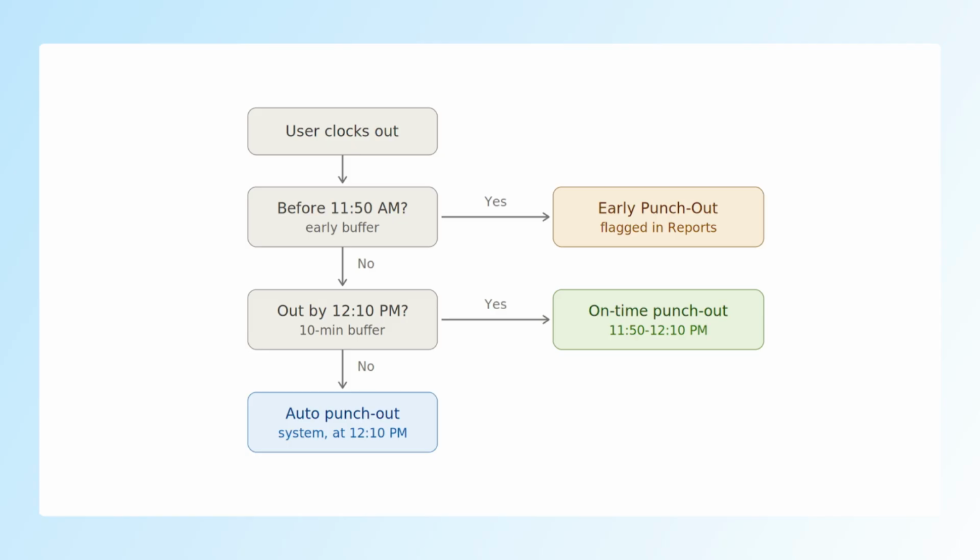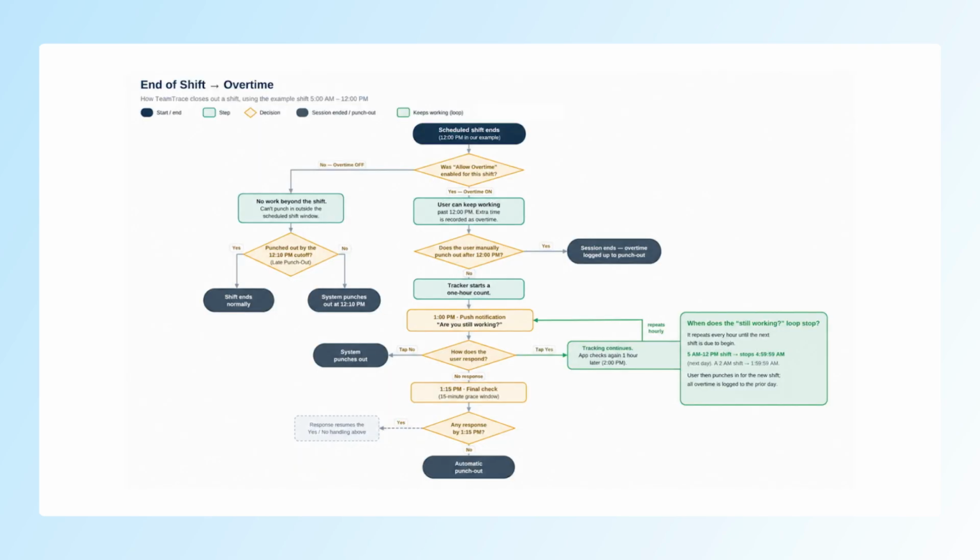Late punch-out determines what happens if a user forgets to clock out. With a 10-minute buffer and overtime turned off, if the user hasn't punched out manually by 12:10 p.m., the system automatically punches them out for the day. Now, what happens at the end of a shift depends on whether you enabled Allow Overtime when creating it. When overtime is not allowed, the user simply cannot work beyond the scheduled shift. They can't punch in outside the shift window at all, and, as we just covered, if they haven't punched out by the late punch-out cutoff of 12:10 p.m., the system punches them out automatically.